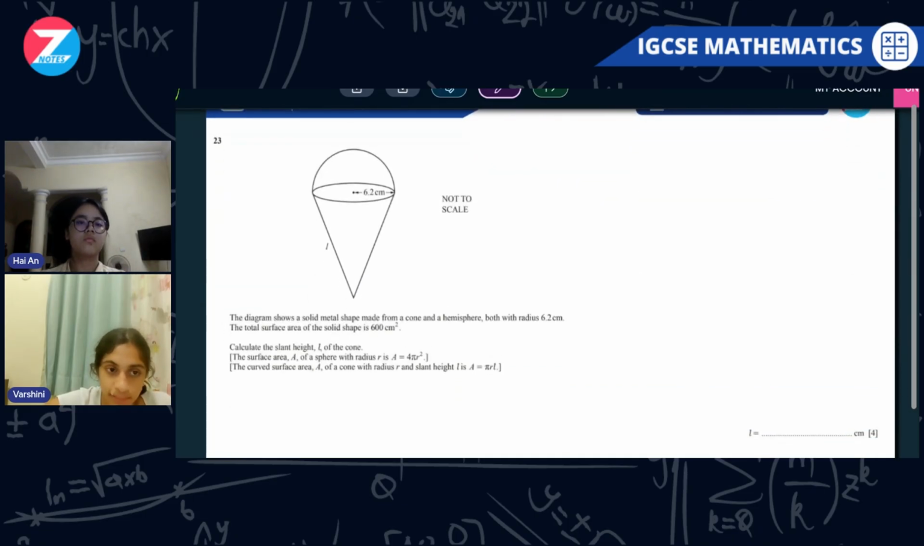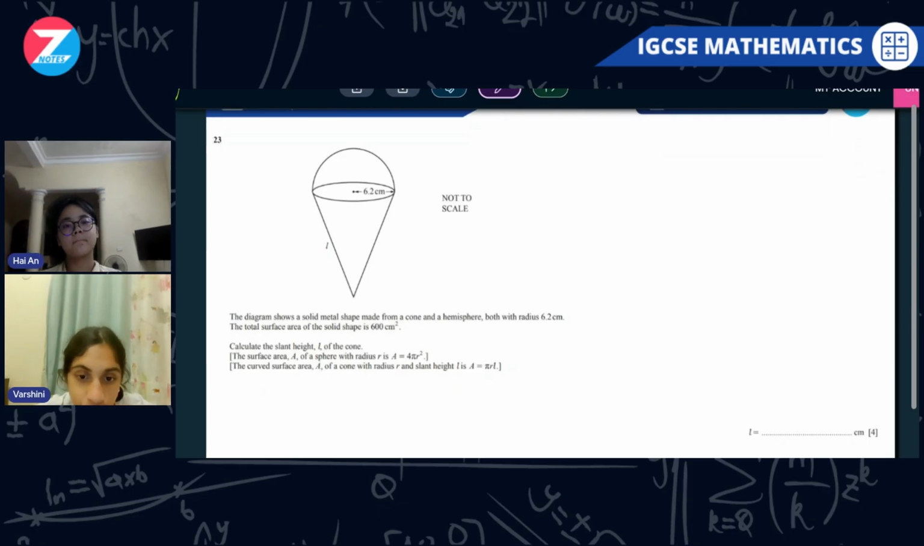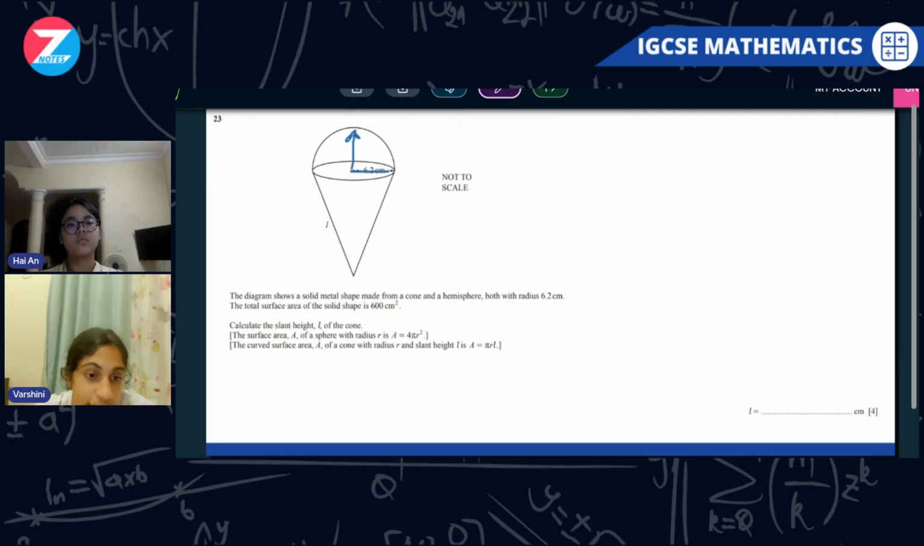Right, question 23. The diagram shows a solid metal shape made from a cone and a hemisphere, both with radius 6.2. So we know this much is 6.2, and we also know that this much is also going to be 6.2. All around, for this hemisphere, it's going to be 6.2. The total surface area of the solid shape is 600 centimeters squared, and they want us to calculate the slant height L, which is this of the cone.